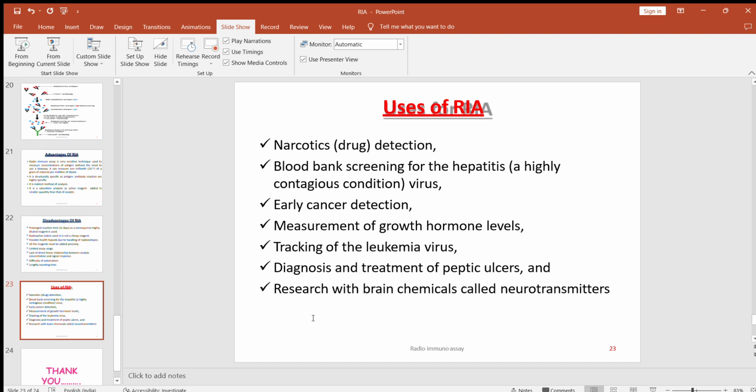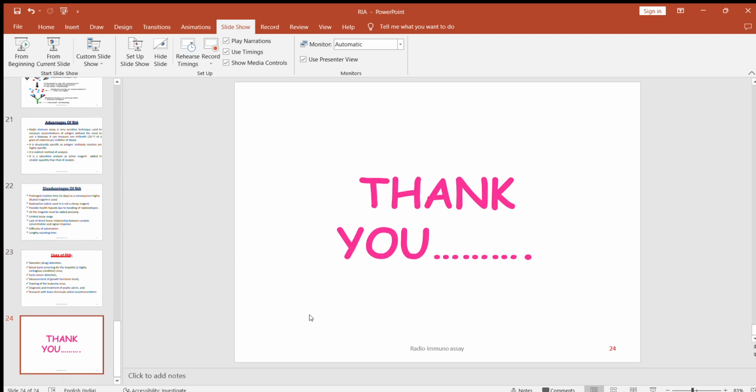And next one is the uses of RIA. Narcotic, that is drugs, can be detected. Blood bank screening for the hepatitis virus. Early cancer can be detected by using RIA. Measurement of growth hormone levels. Tracking of the leukemia virus. Diagnosis and treatment of peptic ulcer. And research with brain chemicals called neurotransmitters can also be detected by using the RIA.